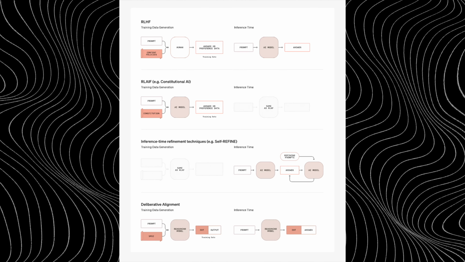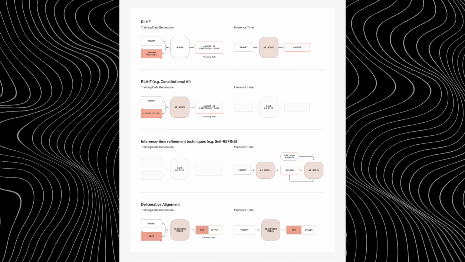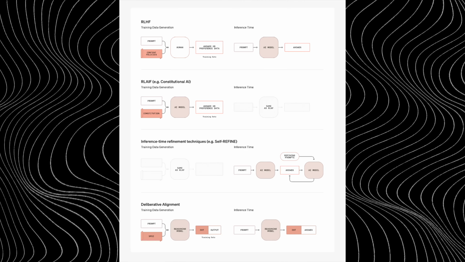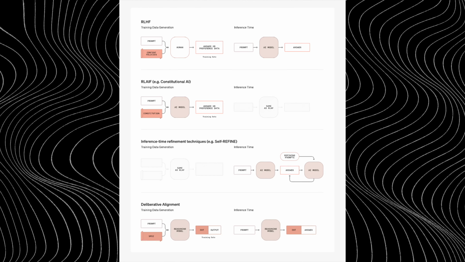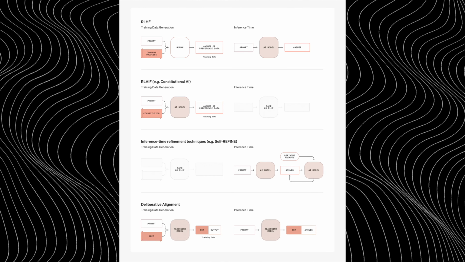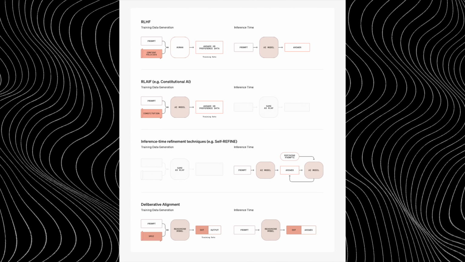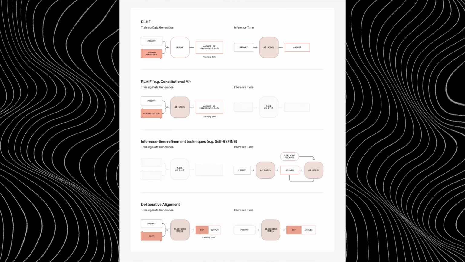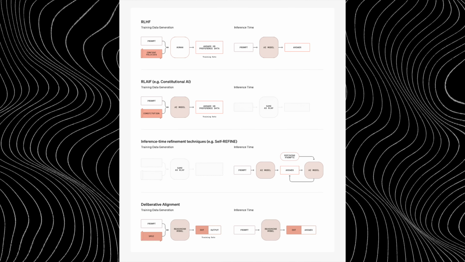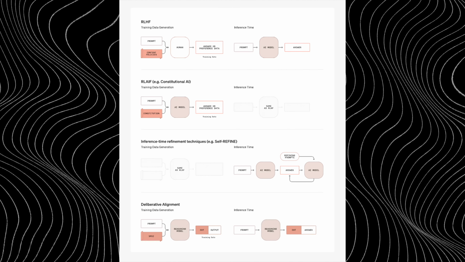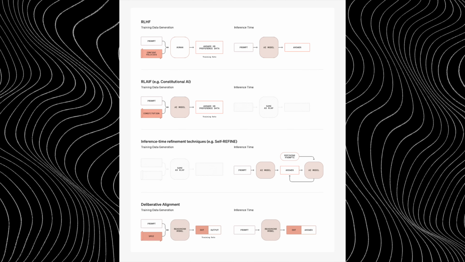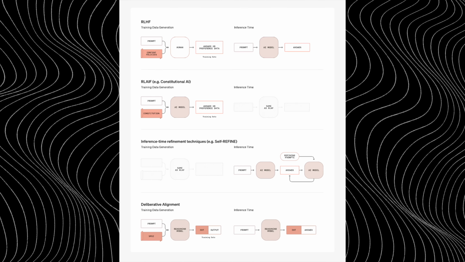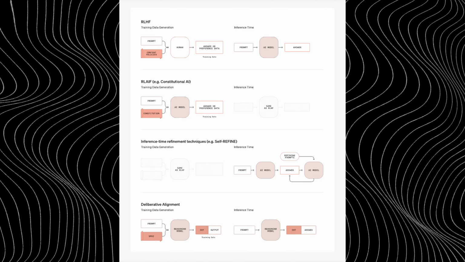Deliberative alignment training process. A reasoning model is used to analyze the prompt, match it with a set of rules, specification, and generate a chain of thought, COT. These data serve as the foundation for training. During inference, the model reasons based on the trained data and generates a justified response based on the COT. Features. The most complex and advanced approach focuses on transparency and reasoning behind responses.